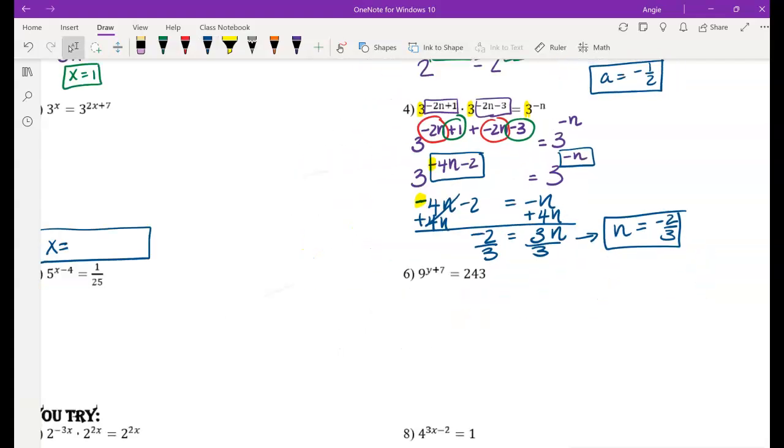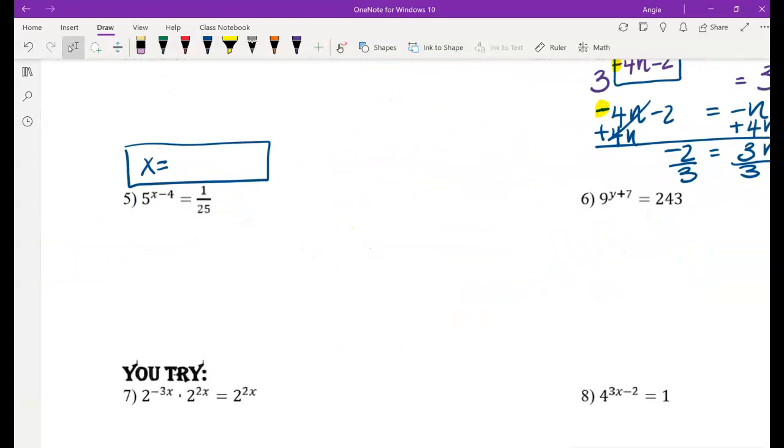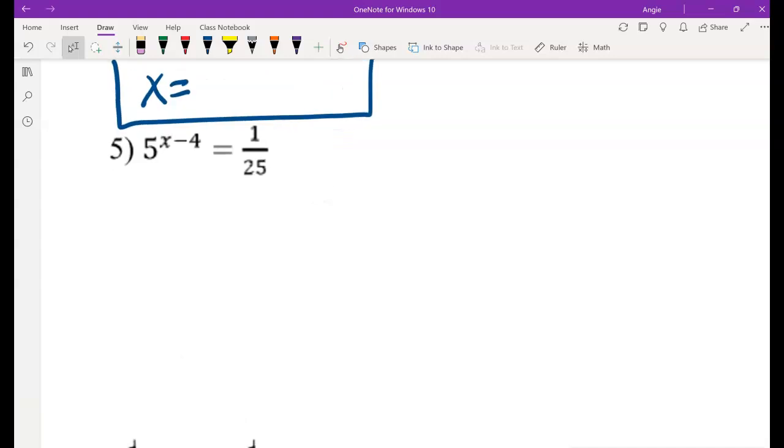All right, let's move on to example 5. Ooh, this one's a little difficult, right? Because we have 1 over 25. But fear not, it's really not that difficult. All right, base 5 to the power of x minus 4. Well, 5 is already a prime number, guys, so we cannot break it down anymore. But 1 over 25, students, is the same thing as saying 25 to the negative 1 power. Those are exactly the same.